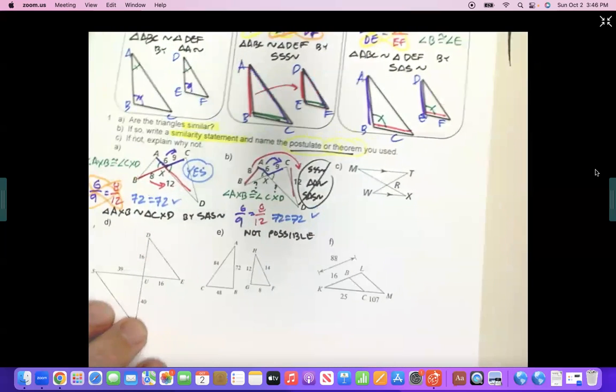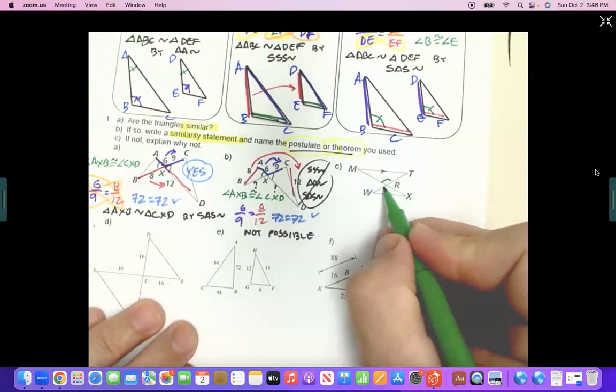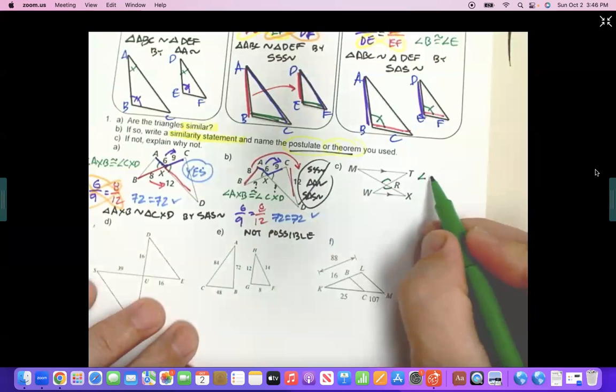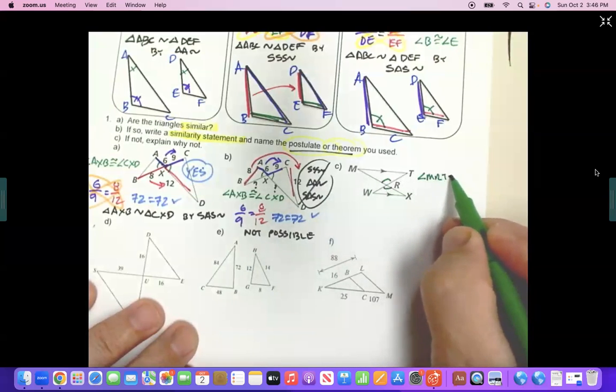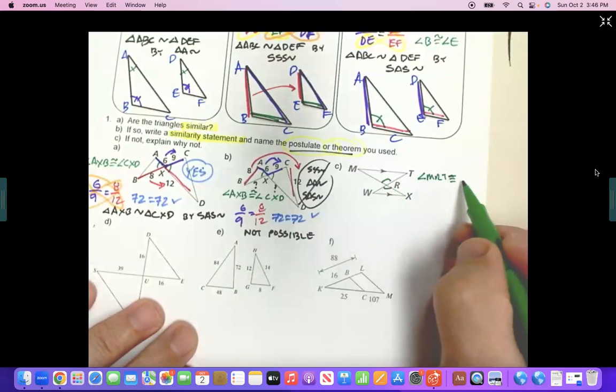Let's go ahead and take a look at C. And right away, our good buddy, vertical angles show up. So from the start, we know that angle MRT must be congruent to angle XRW.